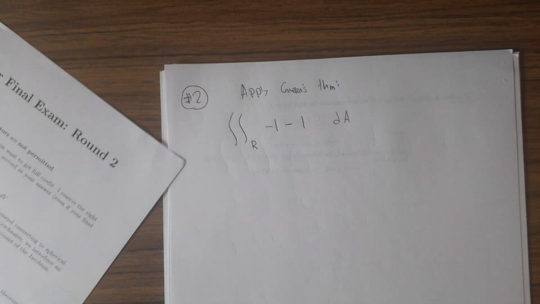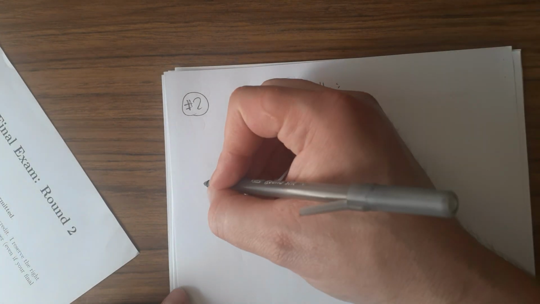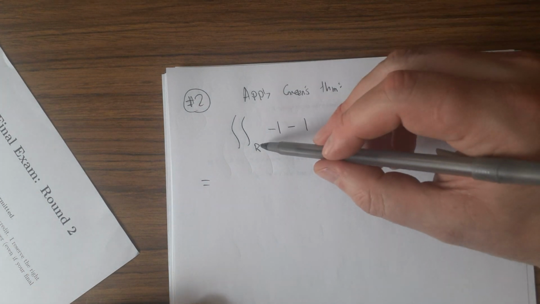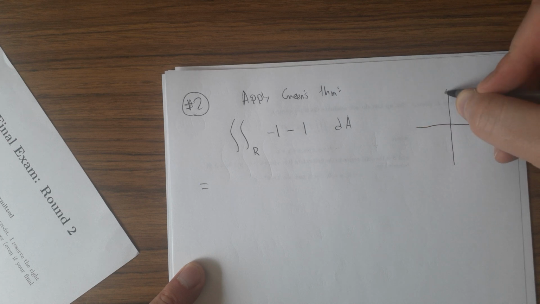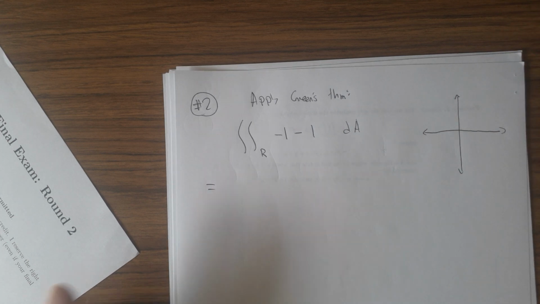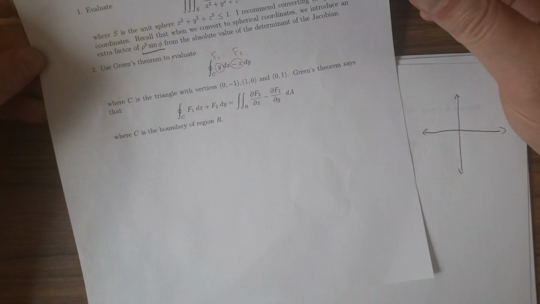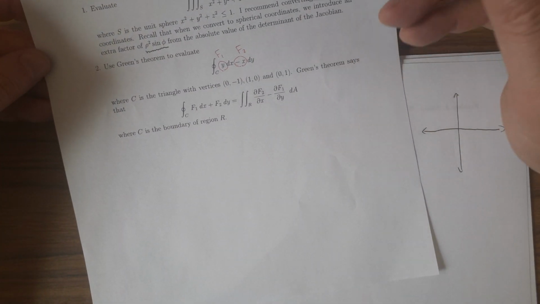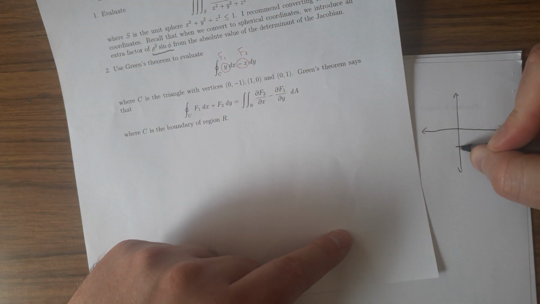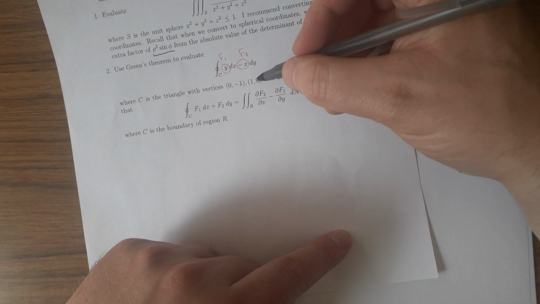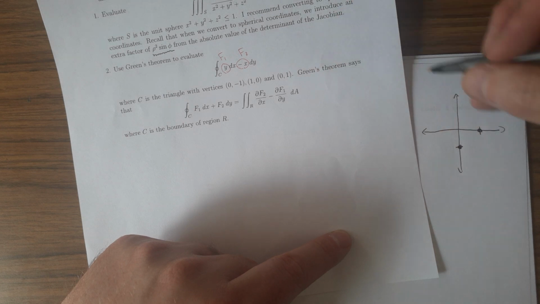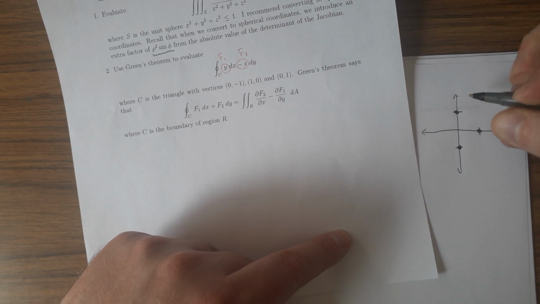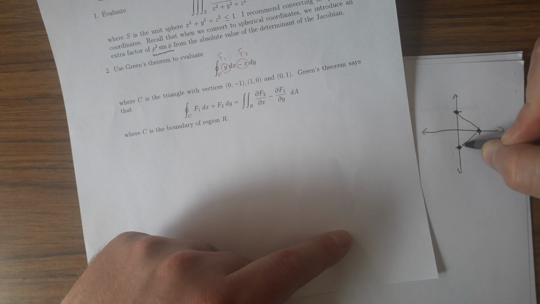So I've just got a -2 in there. Okay. But yeah, let's be more specific because we have a specific region to deal with here. We were talking about the triangle with these vertices: (0, -1), (1, 0), and (0, 1). So we are talking about this triangle.